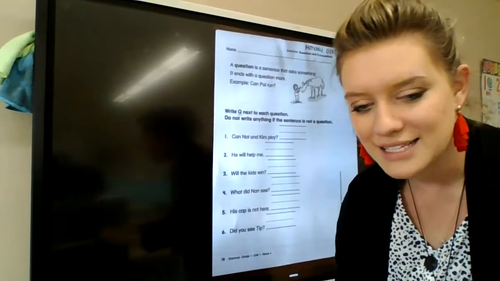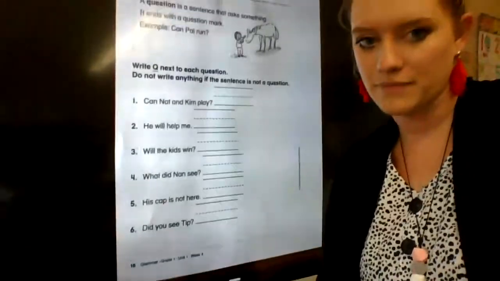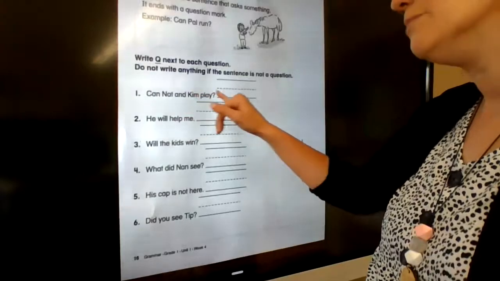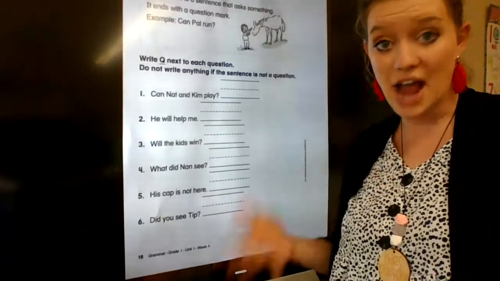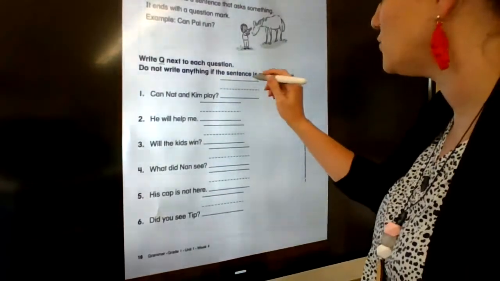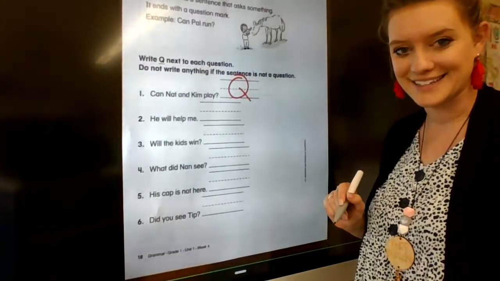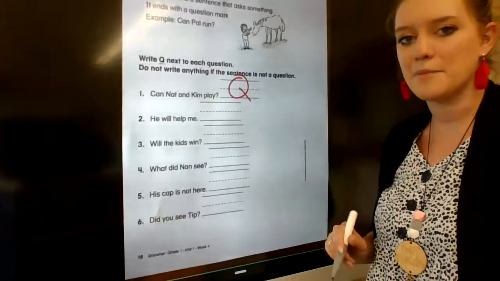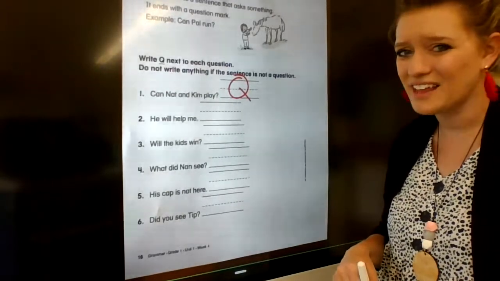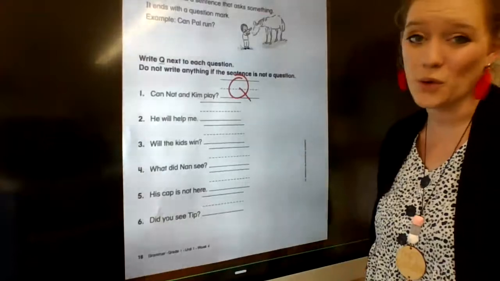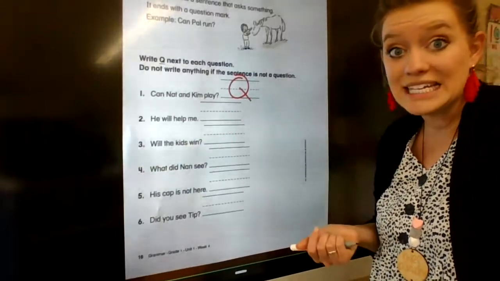The first one says, Can Nat and Kim play? Can Nat and Kim play? Well, it seems like a question. They're asking, they don't know. So yes, this is a question. Let's write a Q down. All right. Number 2 says, he will help me. Are they telling us something or are they asking a question? I think they're telling us something. That's not a question. And I see no question mark. Leave it blank.